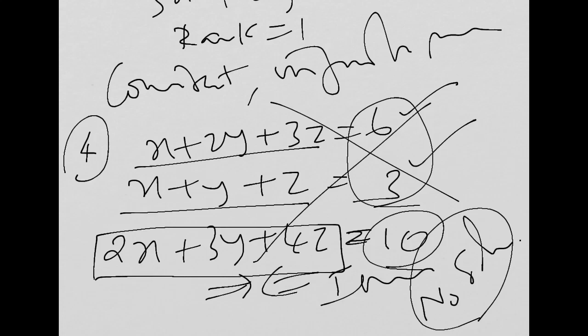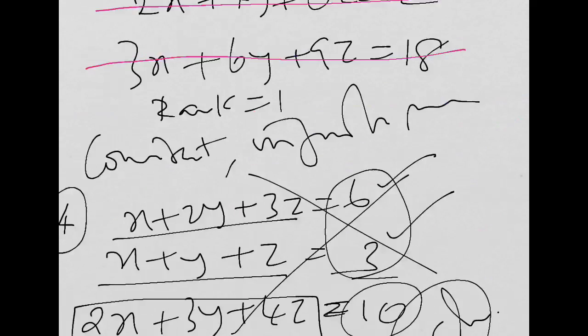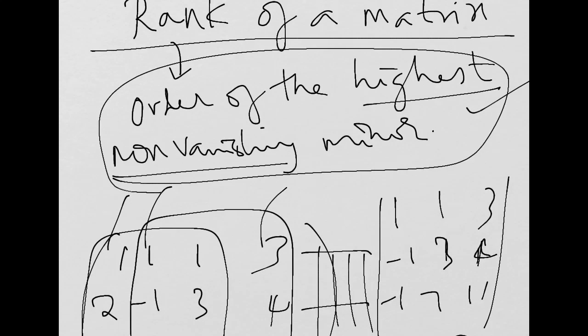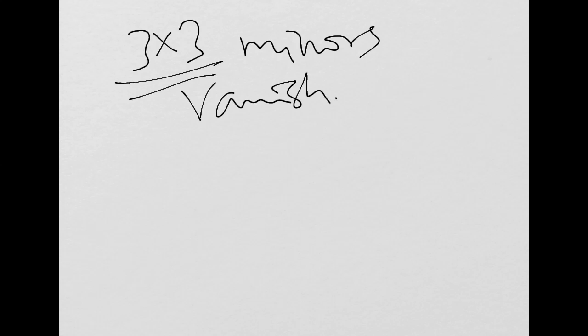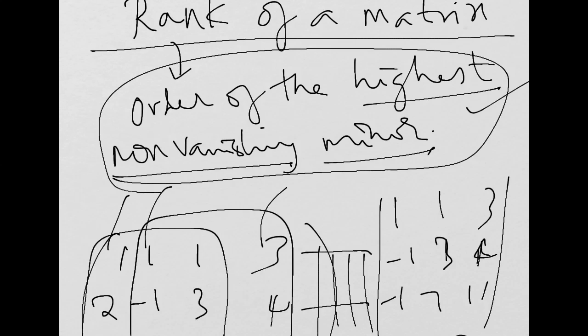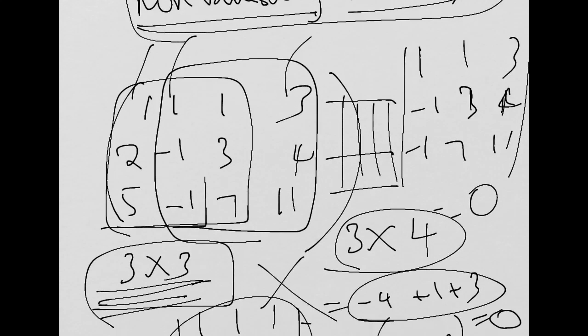What was the definition for rank? Order of the highest non-vanishing minor. Which means because 3 cross 3 minors all vanished, the rank of the given matrix cannot be 3. Because all of them vanished. Then maybe I have to go for 2 cross 2 minors. Maybe take these, 2 minus 1, 5 minus 1, or any of this. Any one, if non-vanishing also.